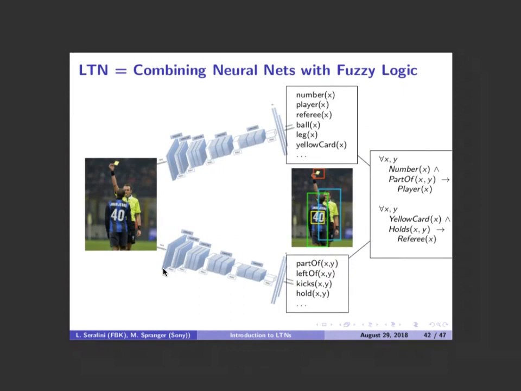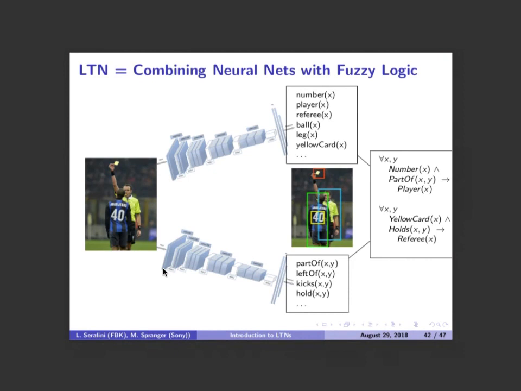So in this ACAI 2017 paper, LTNs were applied to semantic image interpretation. And here you have the object recognition part, which basically allows us to derive such values for player, referee, ball, and whether a bounding box is part of another, whether X is left of Y, and things like that. And this was done with the convolutional neural net.